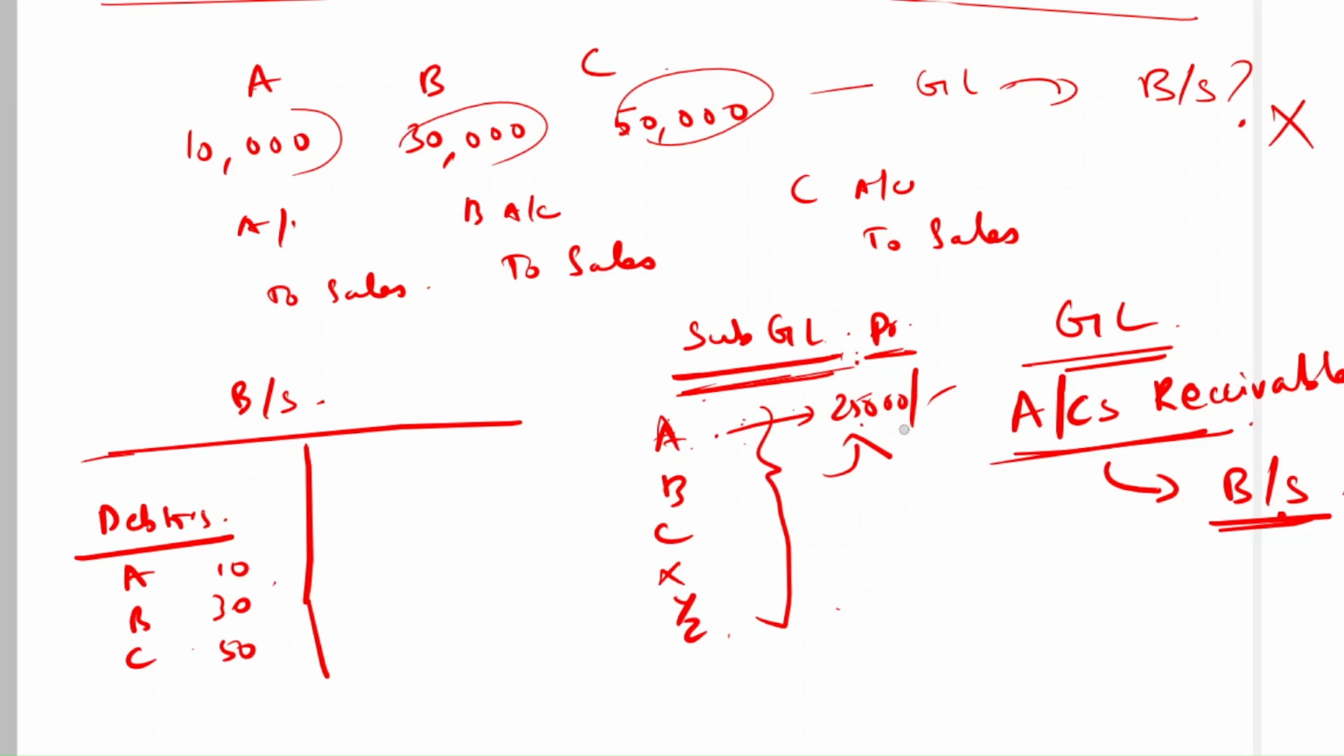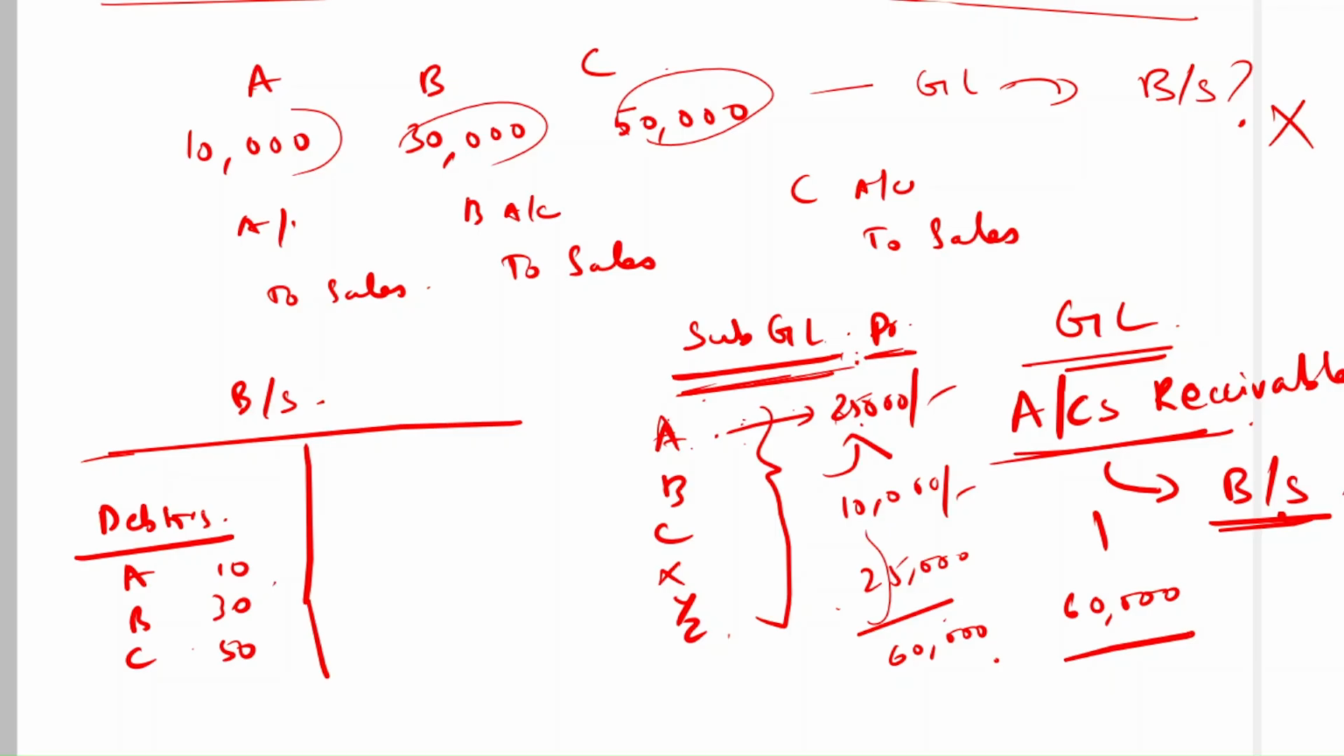So the total of all your sub-GLs, so let's say all of these put together, say different customers, 25,000, 10,000, then another 25,000, so total is 60,000. So all of these put together will reflect in your accounts receivable. So in your GL also, you should have the same subtotal as your sub-GL. Okay. So here also you will have 60,000. So that is called your GL sub-GL reconciliation.